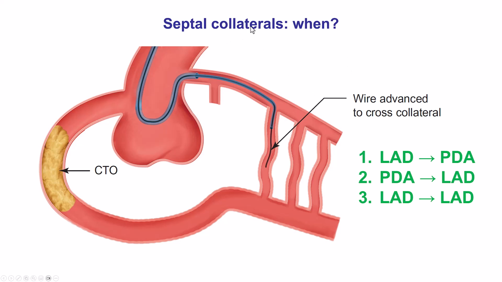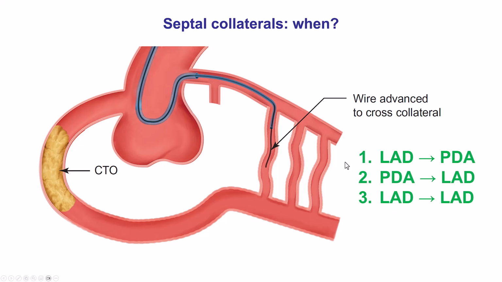So when do we use the septal collaterals? We most commonly use them to approach right coronary artery CTOs. And then we use septals from the LAD that go usually to the PDA and then cross the CTO retrogradely. But also, the septal collaterals can be used for going the other direction, for crossing LAD CTOs, going from the right coronary artery through the PDA into the LAD.